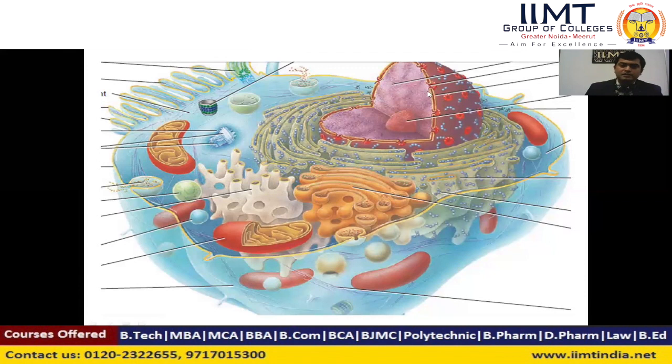And the third component is the nucleus. So the cell consists of three major components: the plasma membrane, the cytoplasm, and the nucleus. Today we will discuss the nucleus. The nucleus is the main, centrally located, oval shaped organelle. It's the largest organelle of a cell, and it generally has all the genetic material present in the cell.